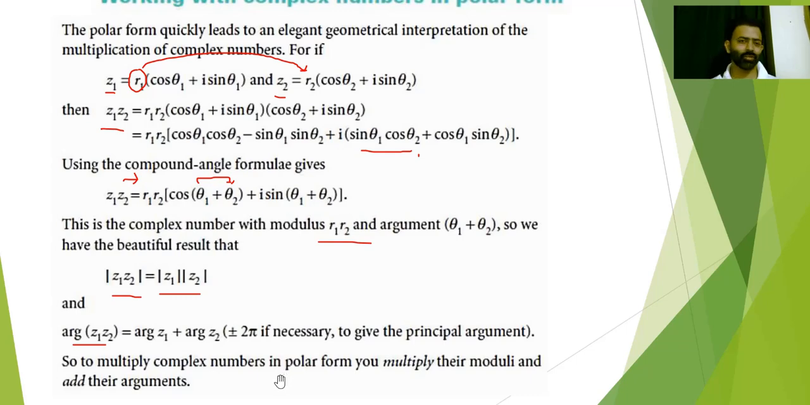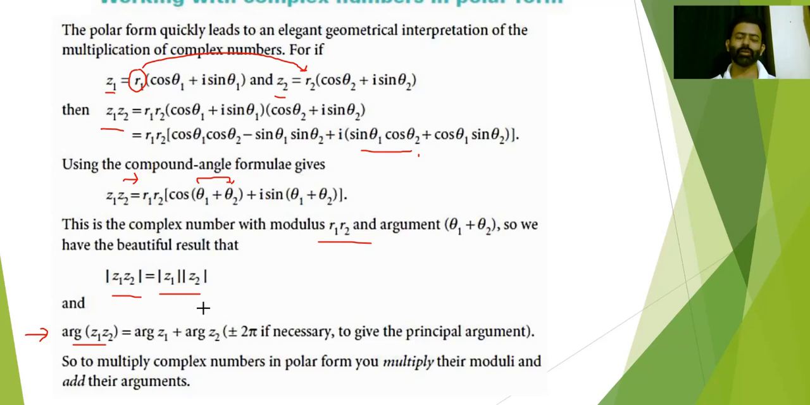Now another interesting phenomenon that we can notice: if you look at this equation closely, the argument of z1 z2 is the addition of their separate arguments. This law, or relation, is usually followed by a more familiar function, and if you have recognized it, this relation is basically for log functions, right? If I say log of a times b, it becomes log of a plus log of b.